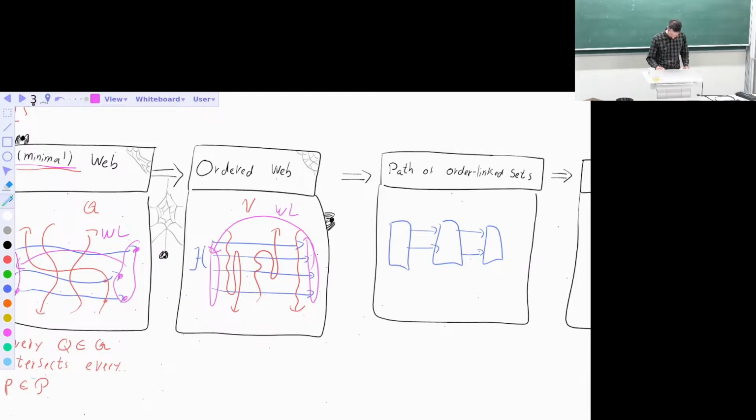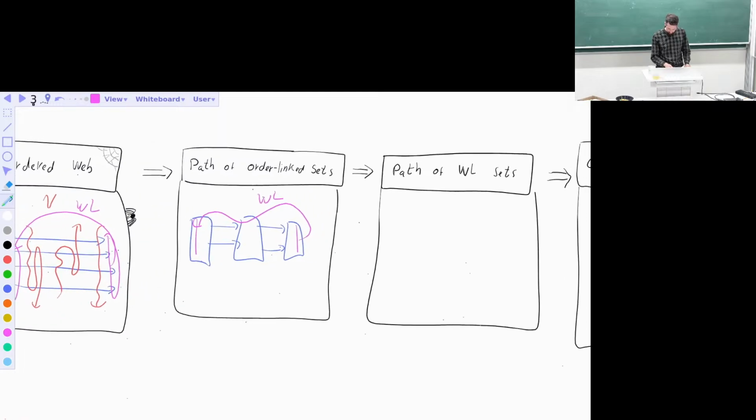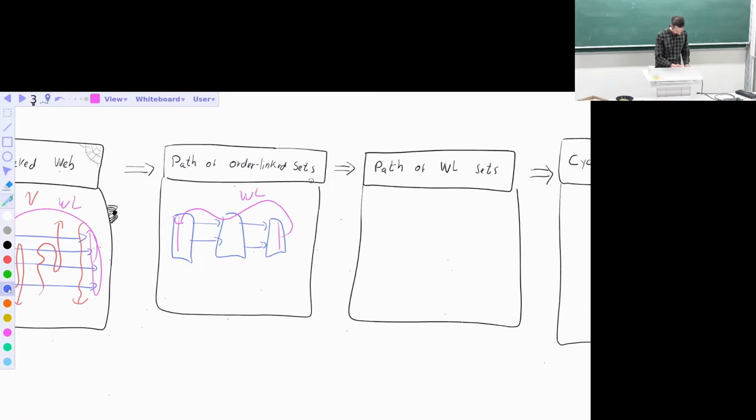And what you get at the end is going to be well-linked to the beginning. So to start our proof, we have this path of order-linked sets. That's why it's also important that from the path of order-linked sets we can construct our path of well-linked sets.